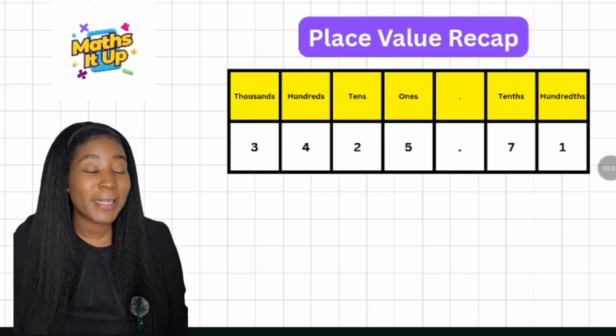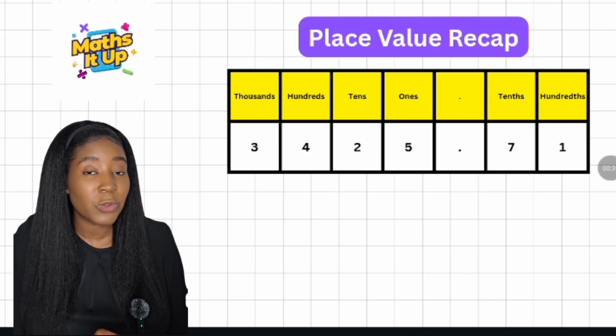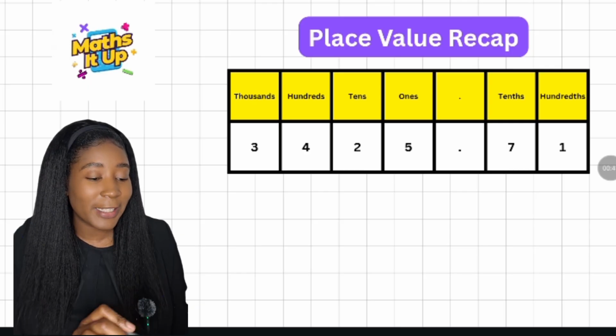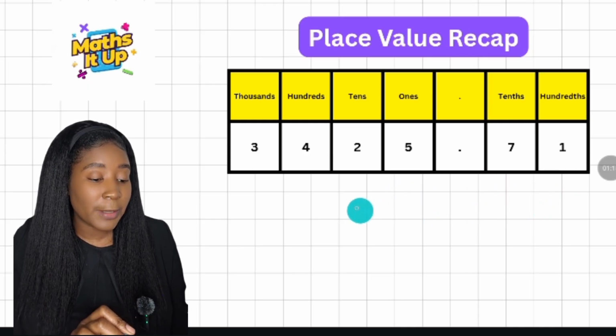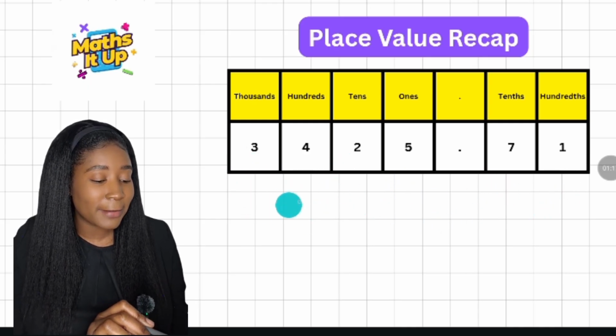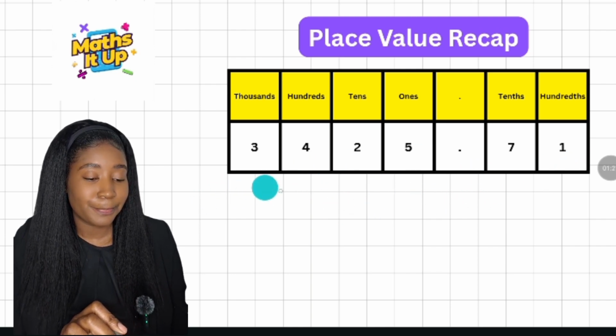Let's look at the place value chart. Now we have 3,425.71. Each column in the place value chart, when we're going this way, we keep multiplying by 10. And if we're going this way, we keep dividing by 10.